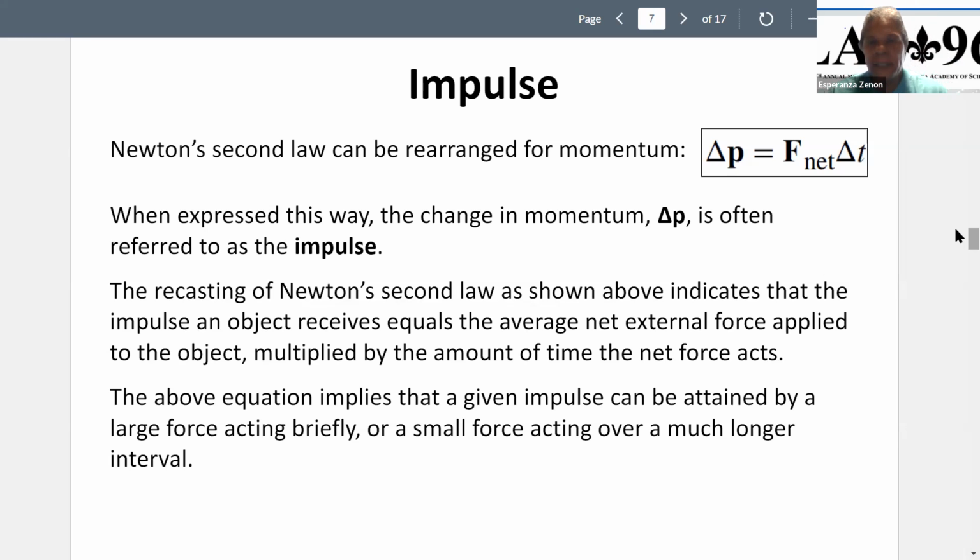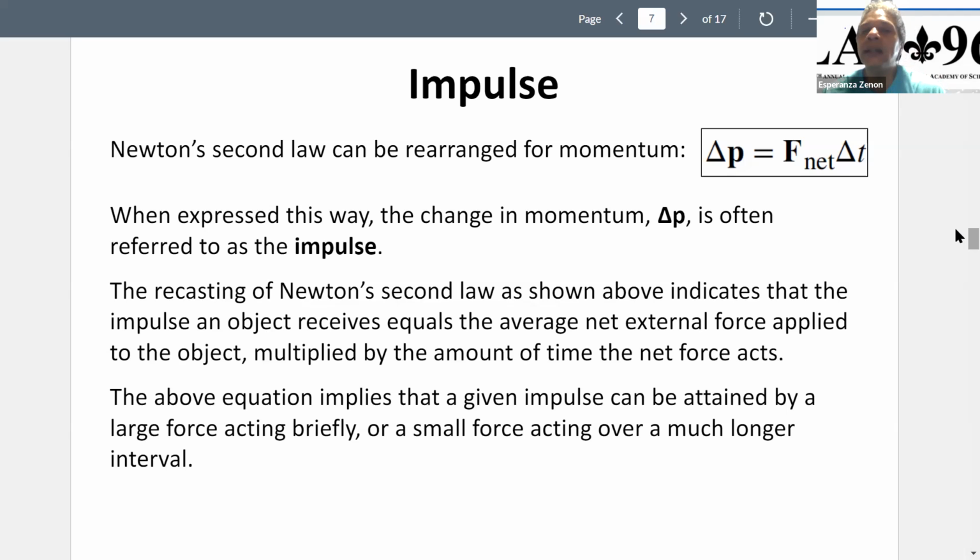So they're saying here, you know, how can we interpret this equation? That's what that last sentence is about. It says, the above equation implies that a given impulse, delta P, can be attained by a large force over a short time span or a small force over a longer time span.